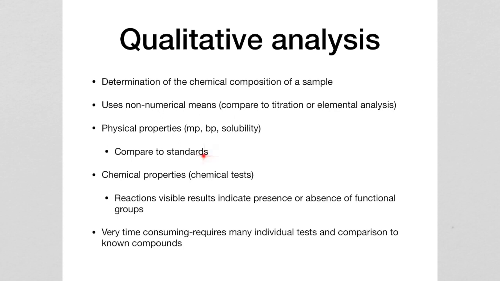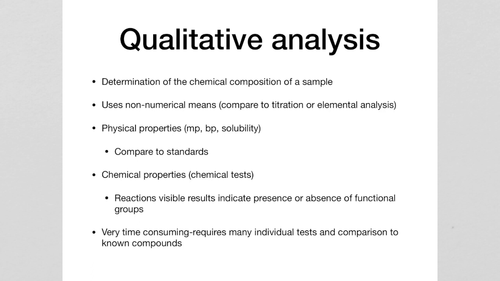Now, when you're doing a qual analysis, you're going to use things like melting point, boiling point, and solubility, and compare them to standards to help identify organic molecules. In a strict qualitative analysis, you would also use things like chemical tests, and I'll show you some examples of those in a little bit. And those would indicate the presence or absence of functional groups.